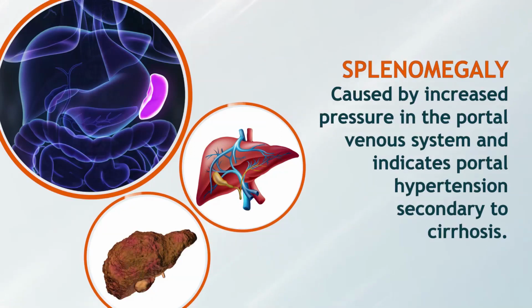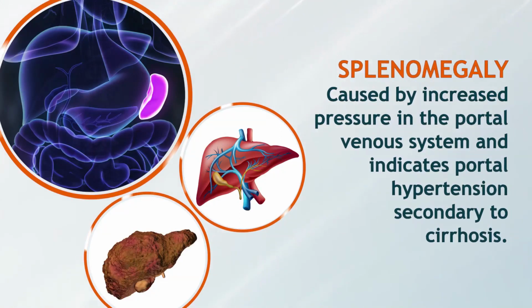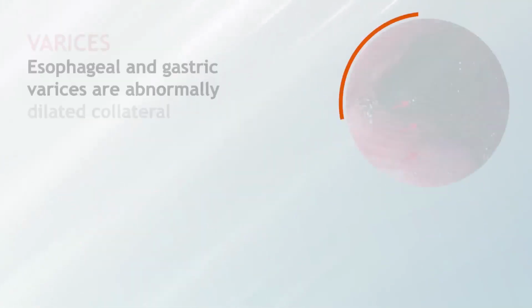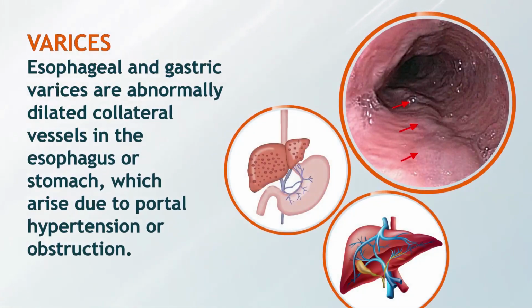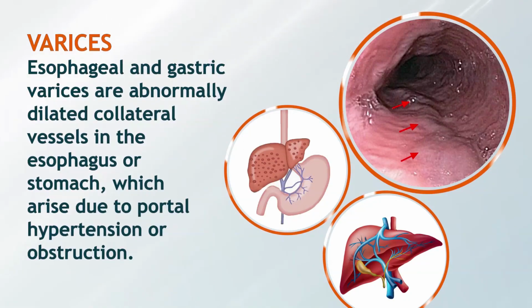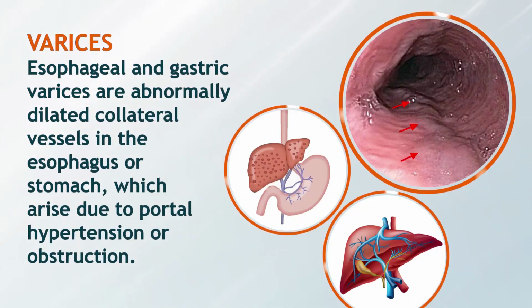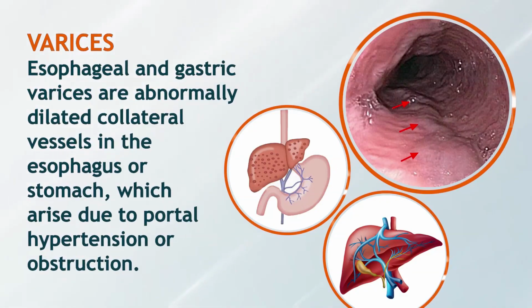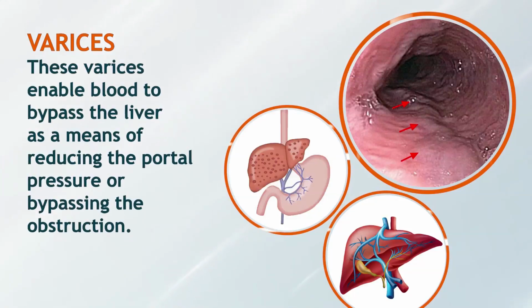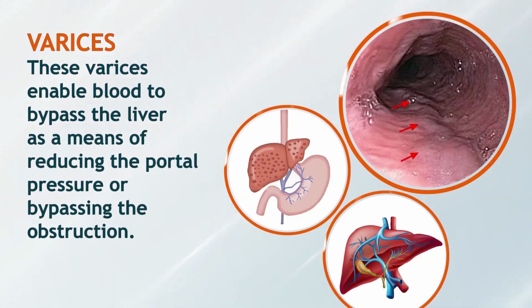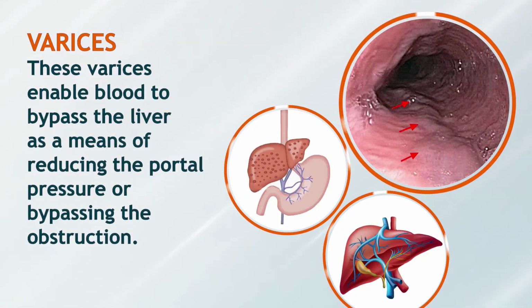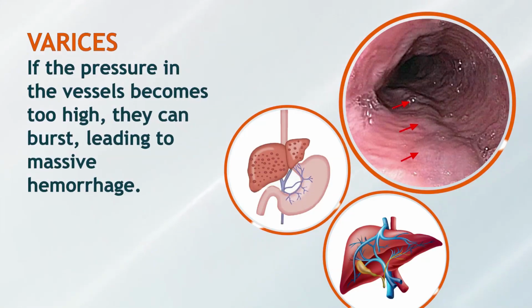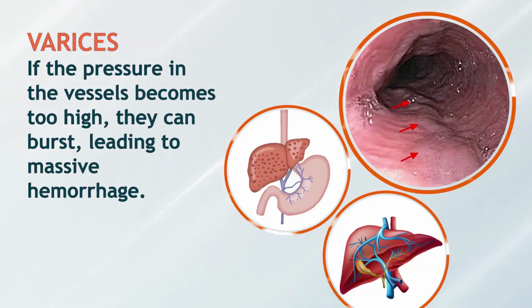Splenomegaly, caused by increased pressure in the portal venous system and indicates portal hypertension secondary to cirrhosis. Varices. Esophageal and gastric varices are abnormally dilated collateral vessels in the esophagus or stomach, which arise due to portal hypertension or obstruction. These varices enable blood to bypass the liver as a means of reducing the portal pressure or bypassing the obstruction. If the pressure in the vessels becomes too high, they can burst, leading to massive hemorrhage.